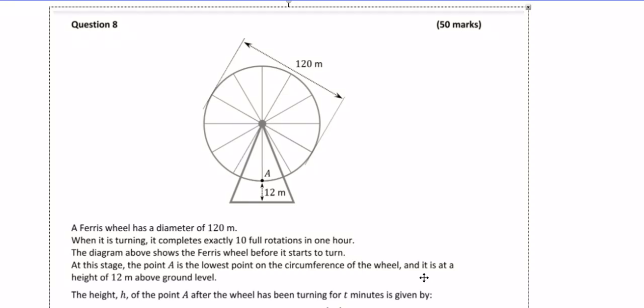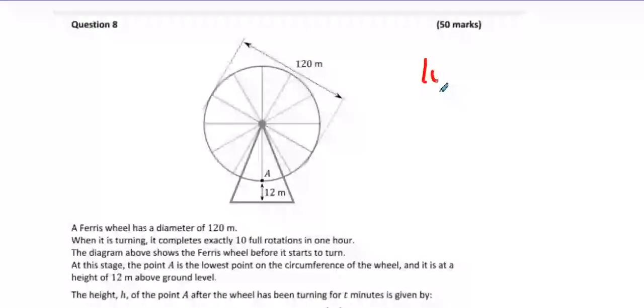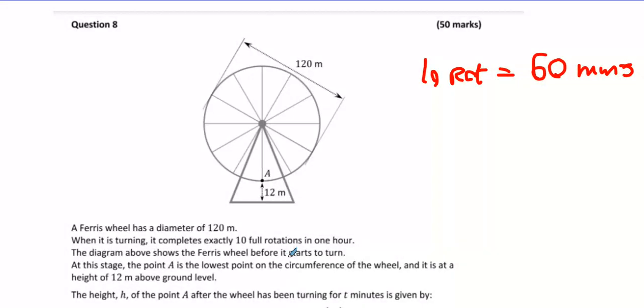meters. When it is turning, it completes 10 full rotations in 1 hour. Okay? So 10 rotations equals 60 minutes. How do I know I had to go to minutes straight away? I'll just keep reading. At this stage, the diagram shows the Ferris wheel before it starts to turn.